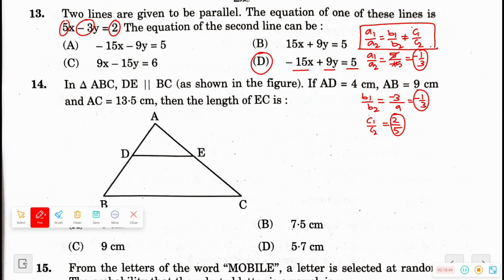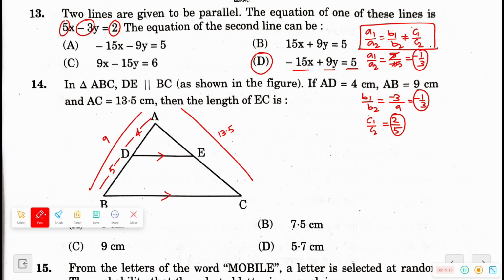Now coming to this, we have to find the value of EC. This is basic proportionality theorem related. So AD we know is 4 and AB we know is 9. That means we should know BD is 5, because 9 minus 4 is 5. So this is 5, this is 4. Similarly, we have to check this side also. This side total AC is given as 13.5.